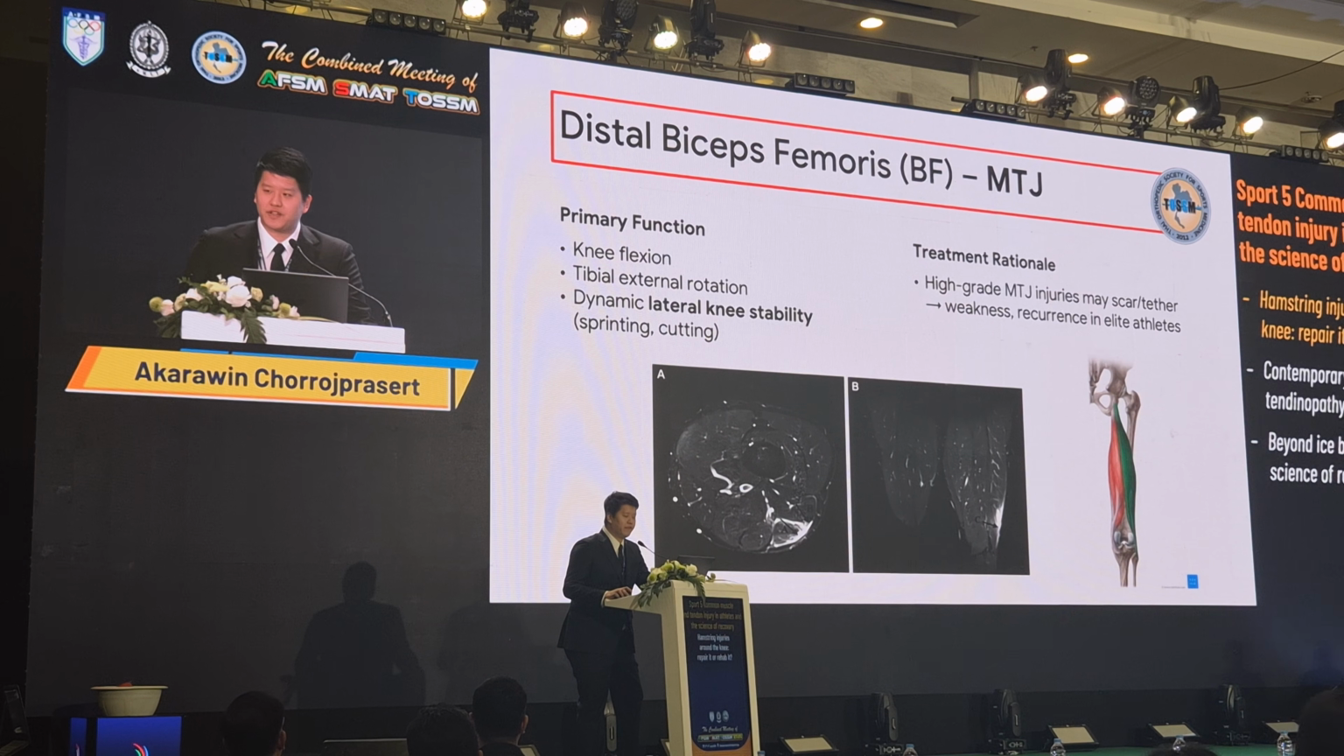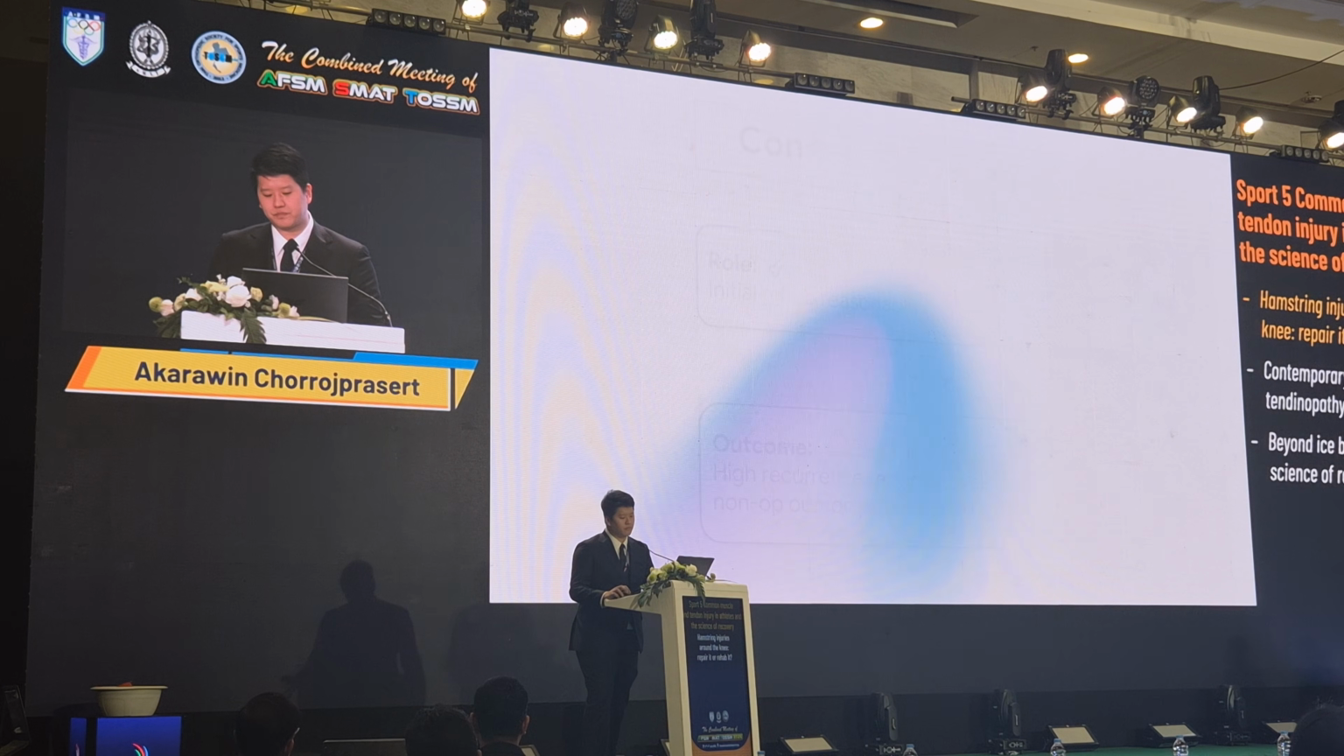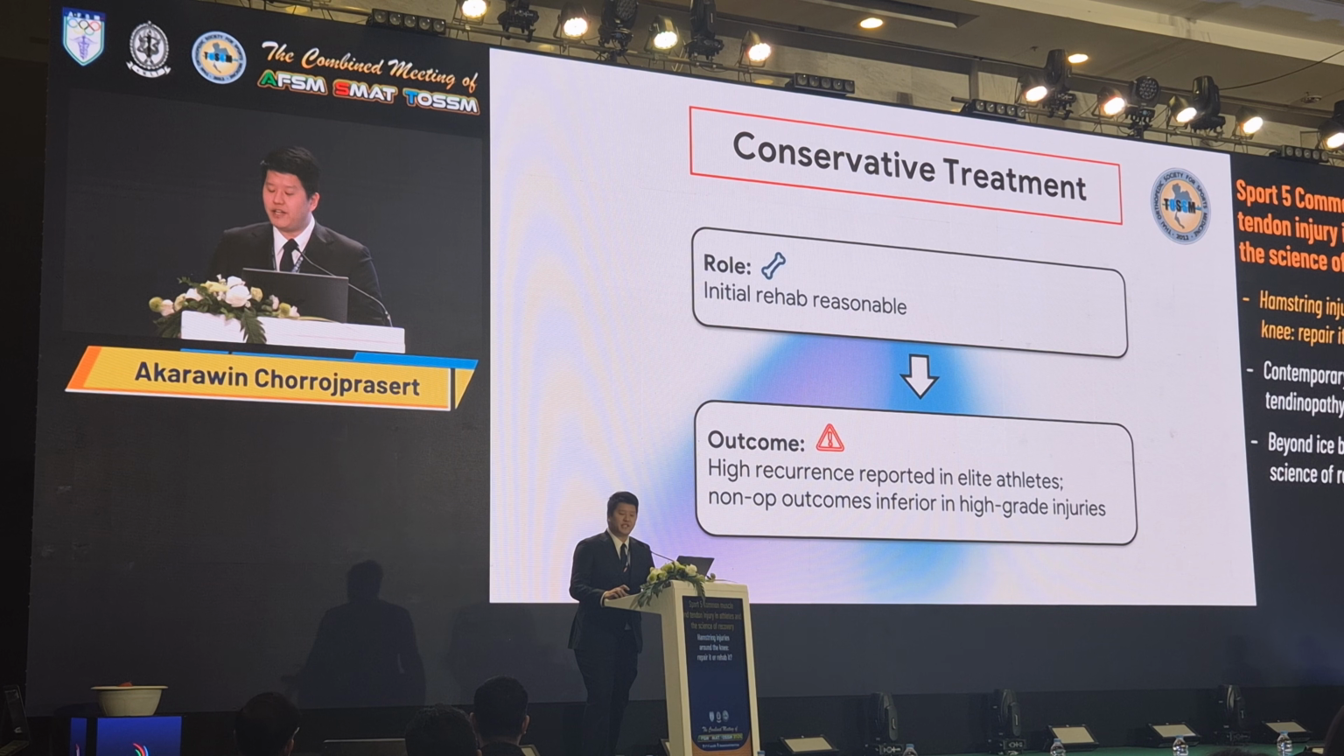First, we'll start with the biceps femoris. It plays a critical role in dynamic lateral knee stability, particularly during sprinting and cutting. High-grade MTJ injuries may also scar or tear, leading to weakness and recurrence in elite athletes. Initial rehabilitation is reasonable for many MTJ injuries, especially low-grade ones. However, in elite athletes, high recurrence rates have been reported, and non-operative outcomes appear to be inferior, especially in high-grade injuries.